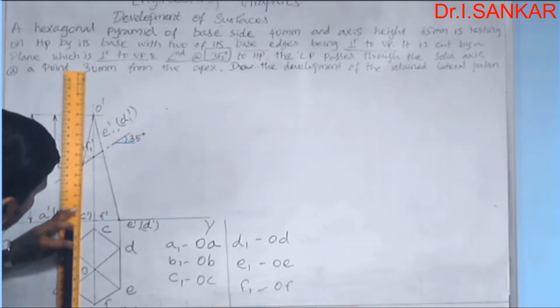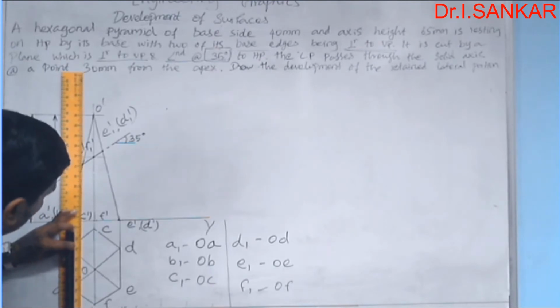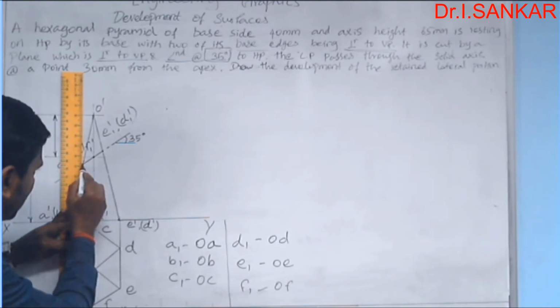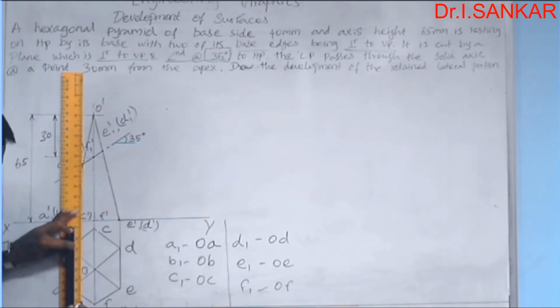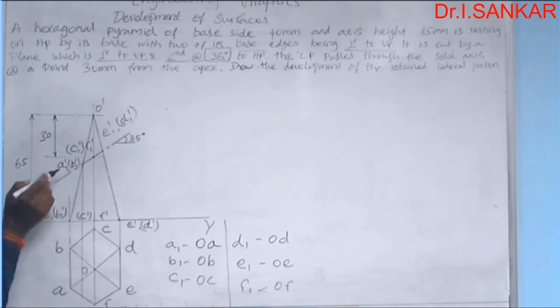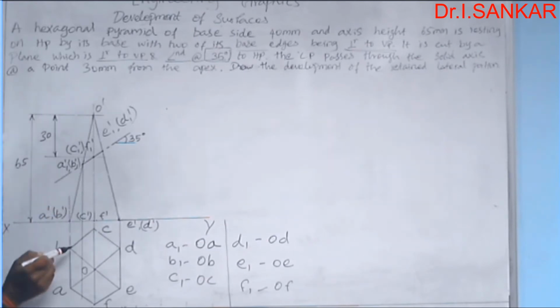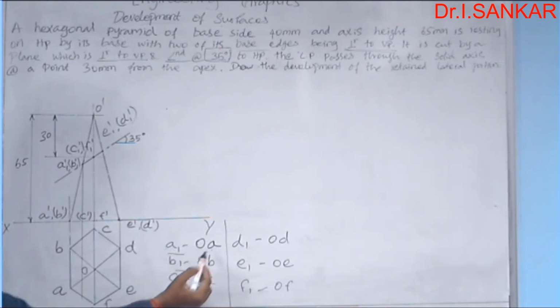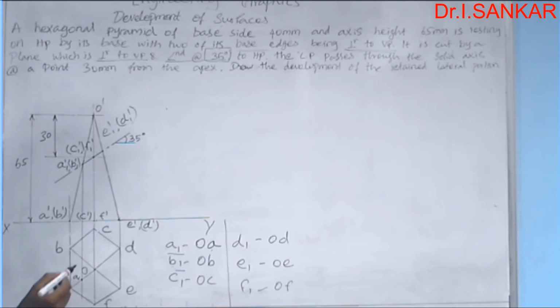I am projecting now A1 and B1, and I have to mark these two in OA and OB respectively. The projector of A1 dash and B1 dash is crossing BC, OB, OA, even AF also it is crossing. But you have to drop A1 in OA and B1 in OB. So where is OA? Here, the OA is there. So here you have to drop the cut point A1. And there you have to drop the cut point B1.